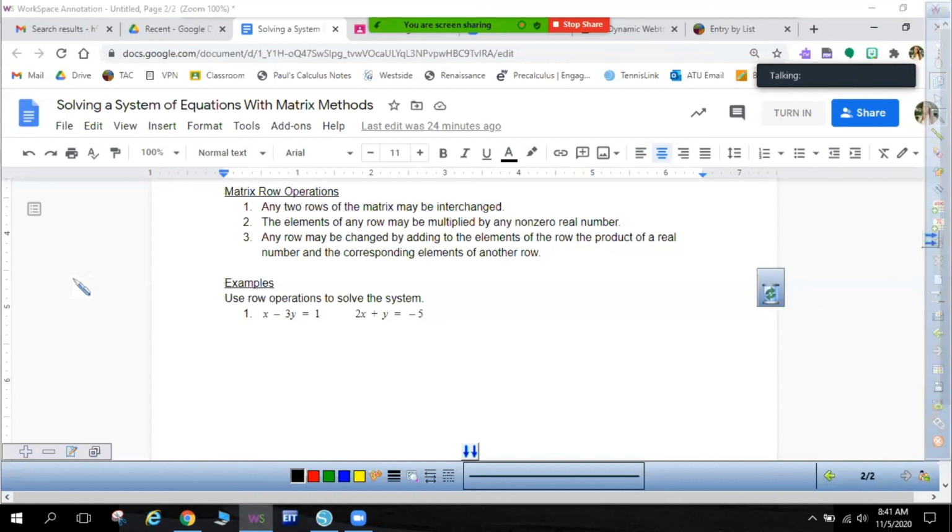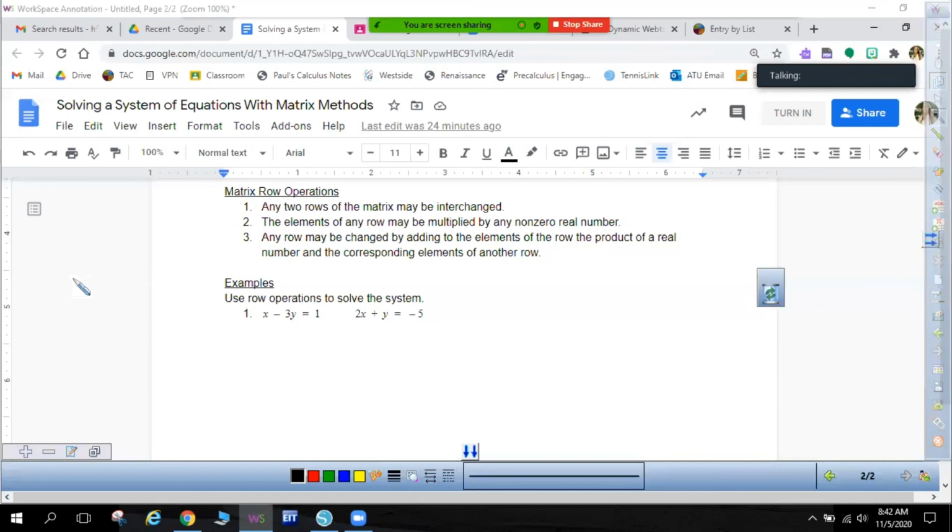Okay, number 3, any row may be changed by adding to the elements of the row the product of a real number and the corresponding elements of another row. Okay, that's very wordy. All that means is you can multiply one of the rows by something, and then whatever you get, add it to another row. And we'll look at an example of that too, and hopefully that'll become more clear.